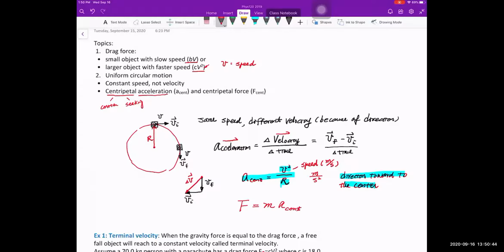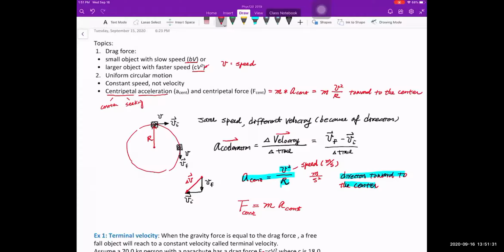And if you have a centripetal acceleration, that means you have a centripetal force. You have an acceleration toward the center, meaning you have a force. That force is the center-seeking force, called centripetal force. That force is equal to mass times acceleration. And what is the acceleration? The acceleration is v squared over r, toward the center.